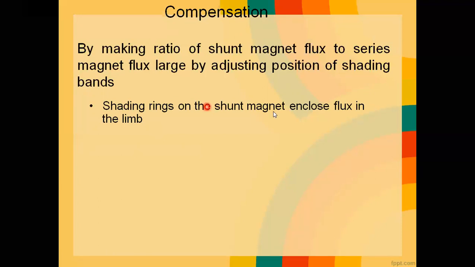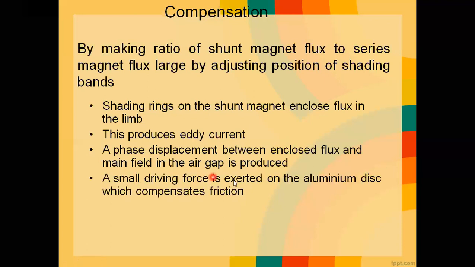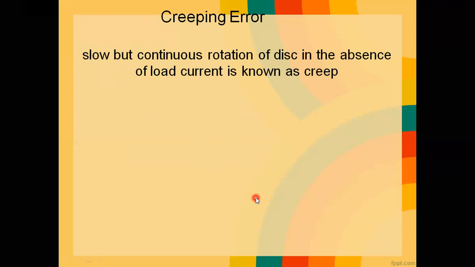The shading ring on the shunt encloses the flux in the limb. This produces eddy current. So a phase displacement between the enclosed flux and the main field in the air gap is produced. A small driving force is exerted on the aluminum disc, which compensates the friction. Now we'll see the other error, which is the creeping error.